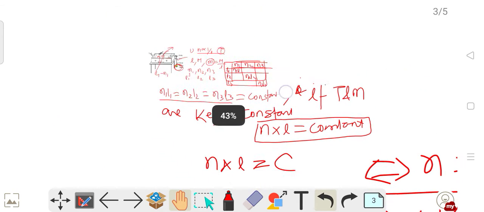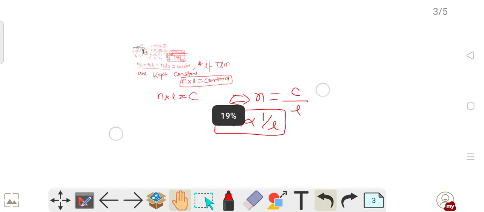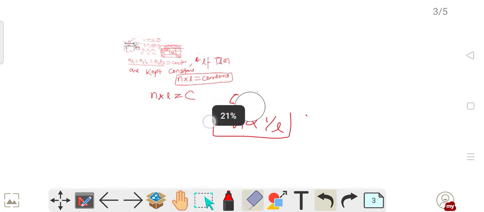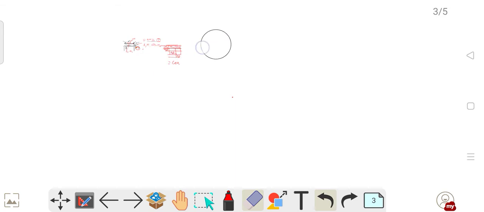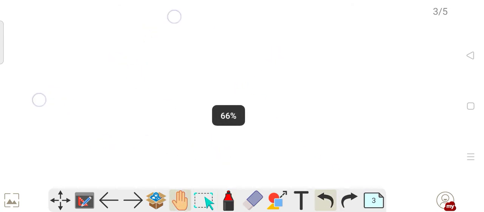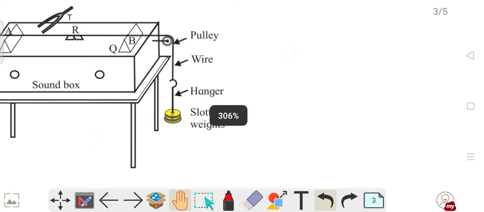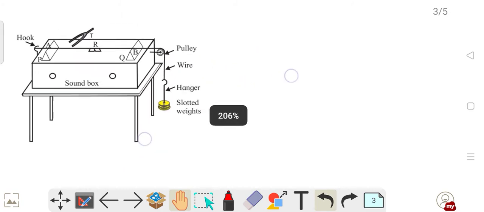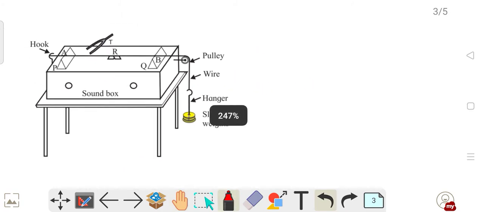Now let us come to the second law. So I will first erase this. Now when I erase this, what is the second law that we know? The second law is N is directly proportional to root T. We have to prove this.